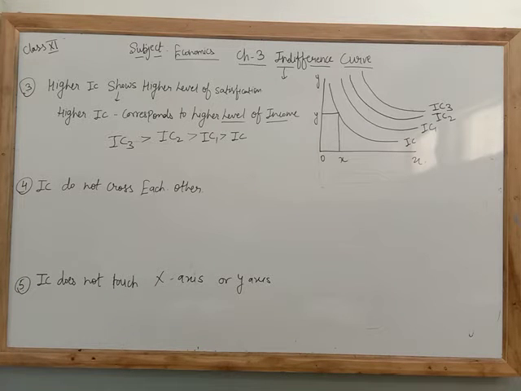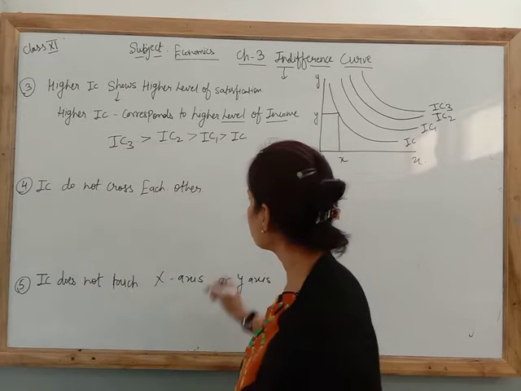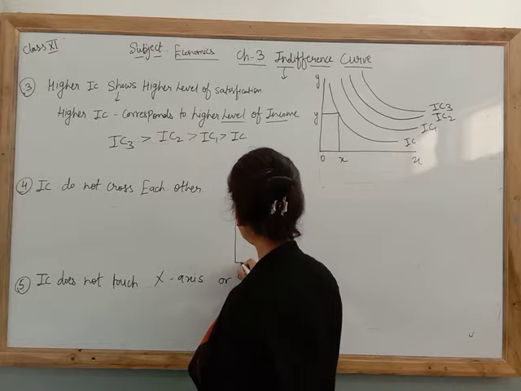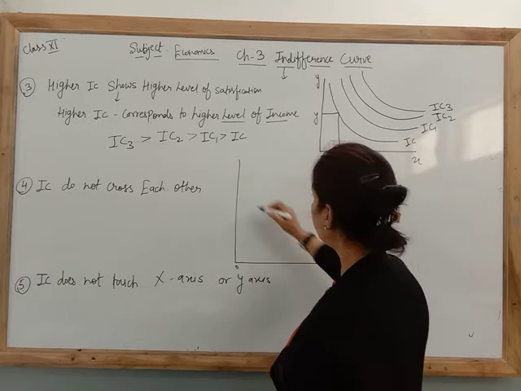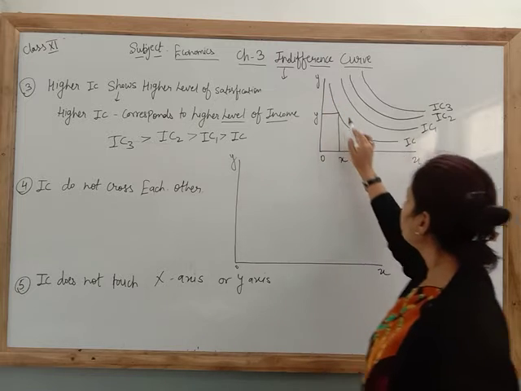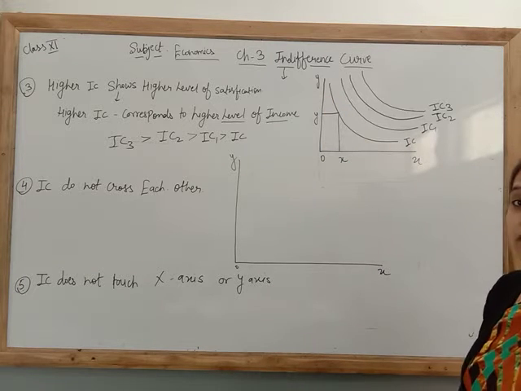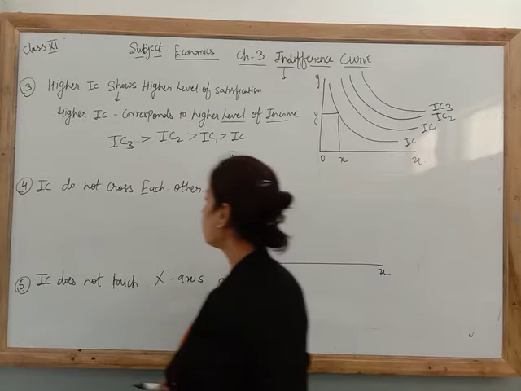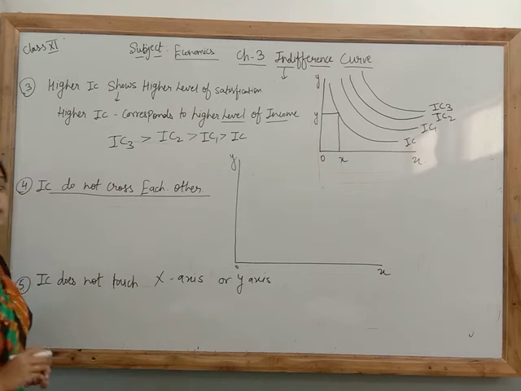Now the next property is that ICs do not cross each other. Why do ICs not cross each other? I told you right now, an IC offers you an equal level of satisfaction. Wherever you go on it, it offers you an equal level of satisfaction. So according to this property, two ICs cannot cross each other, they cannot cut each other.